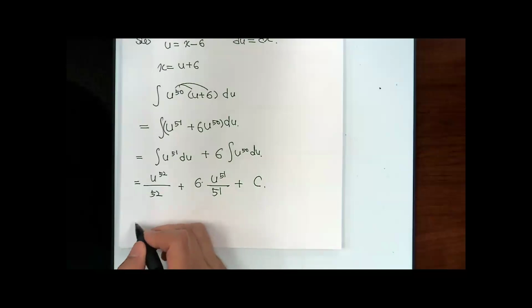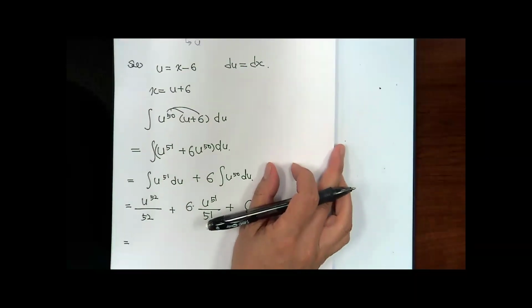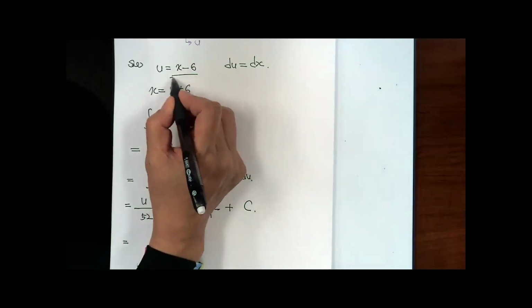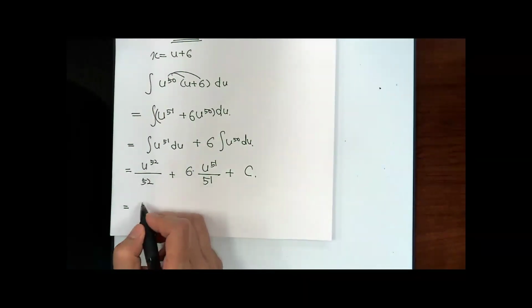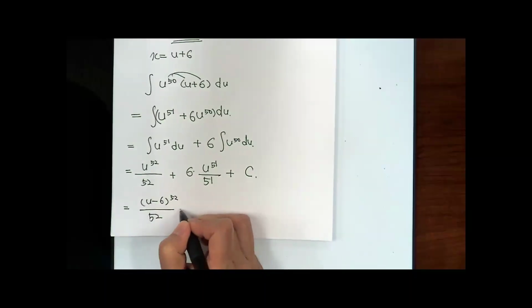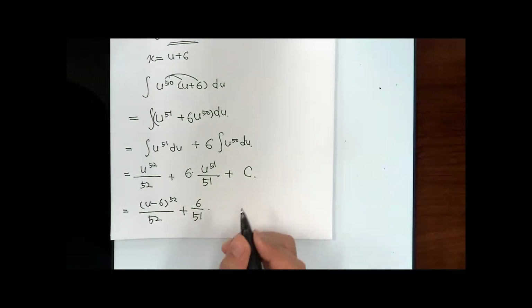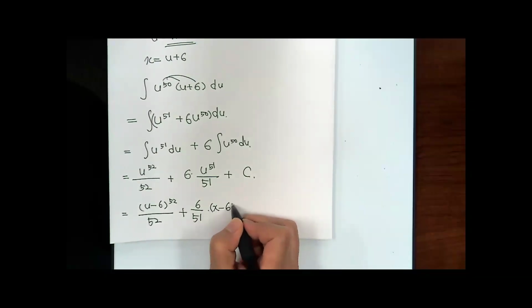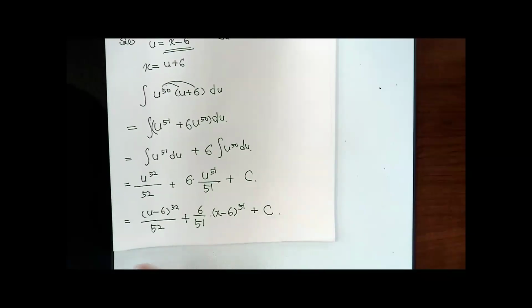And then we have to switch the variable back to x by replacing u with x minus 6. So that is (x minus 6) to the 52nd over 52 plus 6 over 51 times (x minus 6) to the 51st power plus c. Any question?